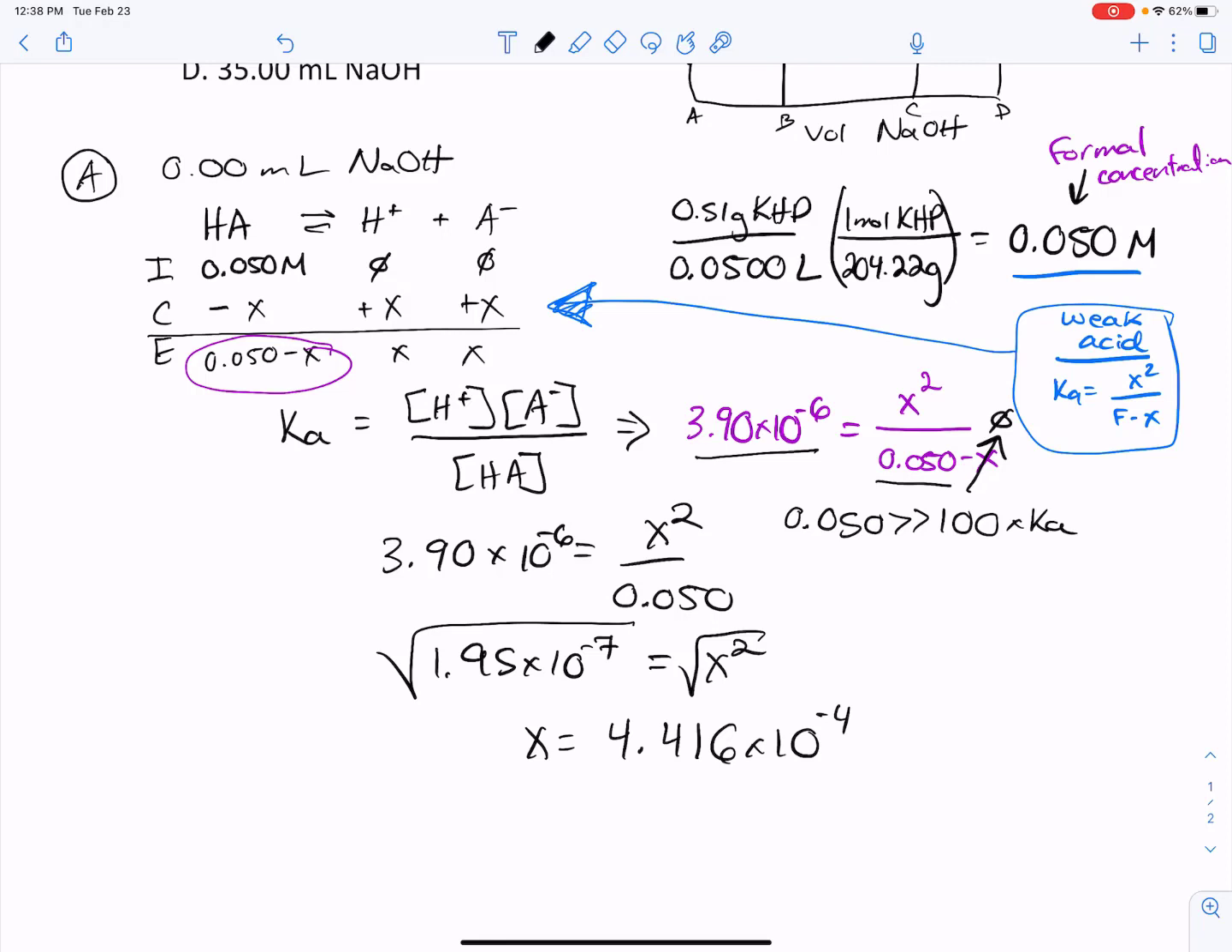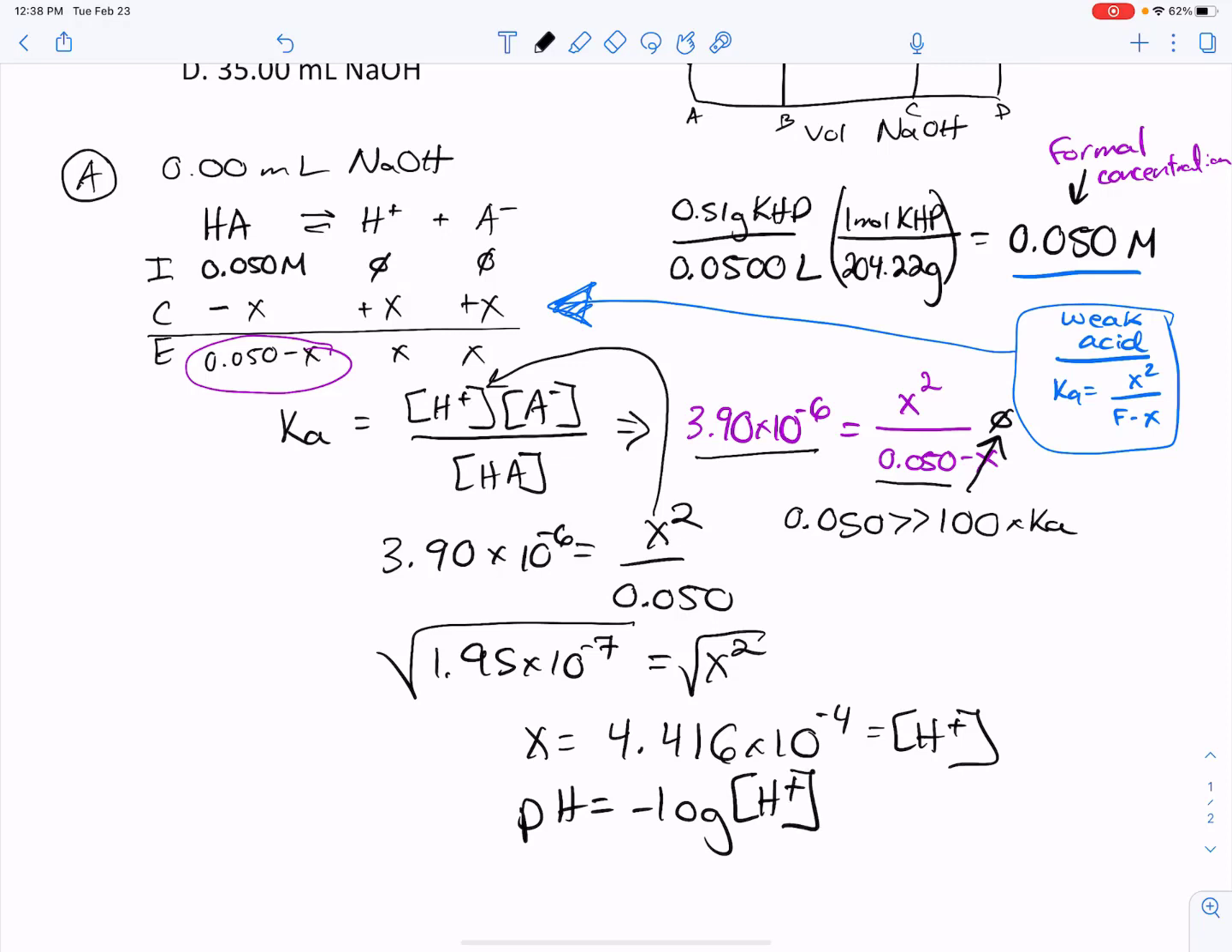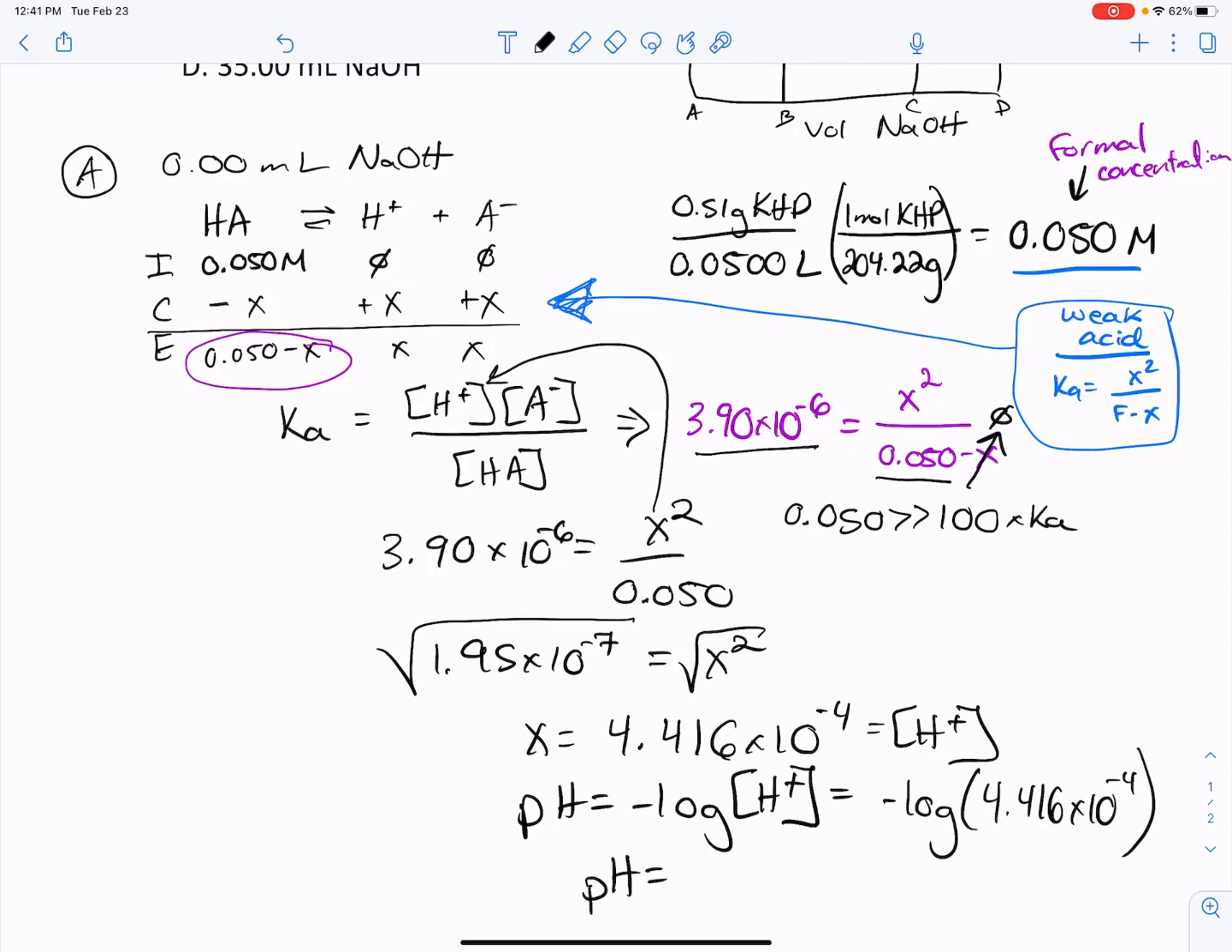Now, what do we do with that? What were we trying to accomplish? We are trying to determine the pH at this point in time. What does x stand for? X here stands for my hydrogen ion concentration, so that is H+. In order to find pH, we know pH equals negative log of my hydrogen ion concentration. And so that's equal to negative log of 4.416 times 10 to the negative 4. So we end up with a pH of 3.35.